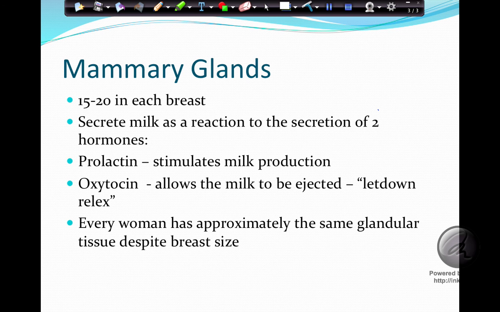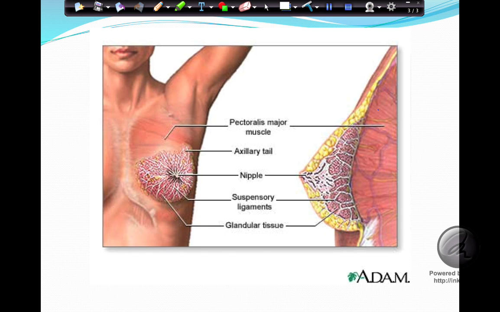They secrete milk as a reaction to the work of two hormones, which are also included in the hormone PowerPoint. Prolactin makes the milk, so you think lactose, which is milk. Oxytocin plays a role in the letdown reflex of milk once it's produced. And like I said, every woman has approximately the same glandular tissue despite breast size.